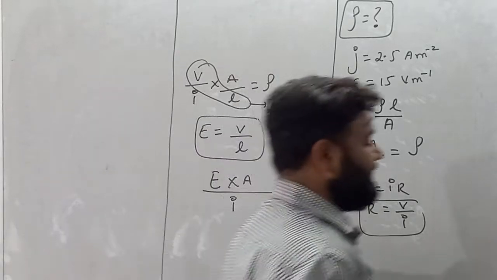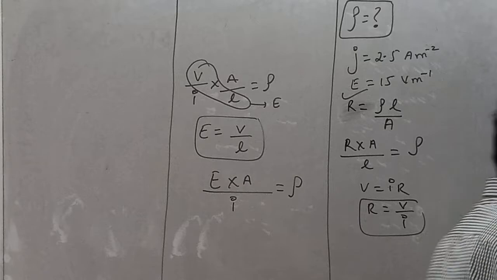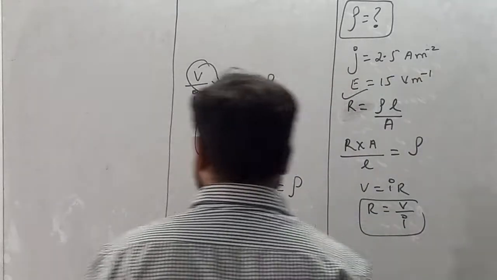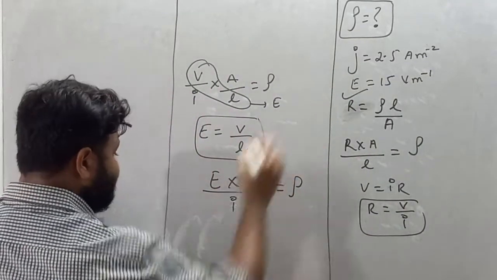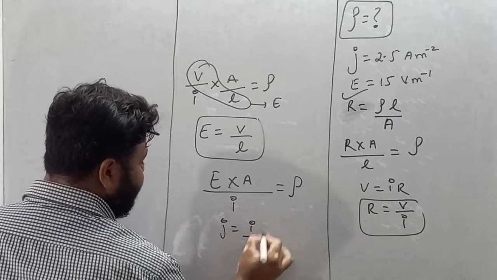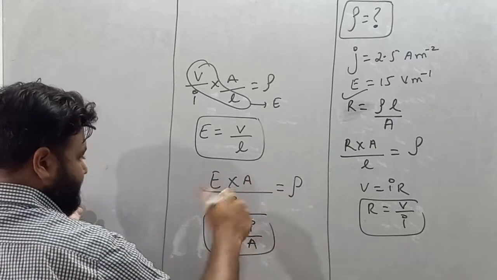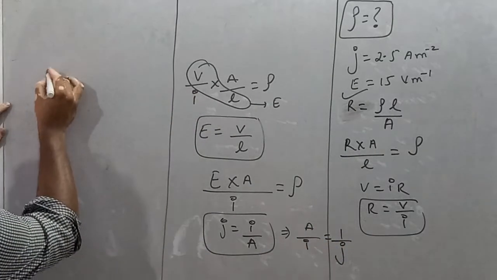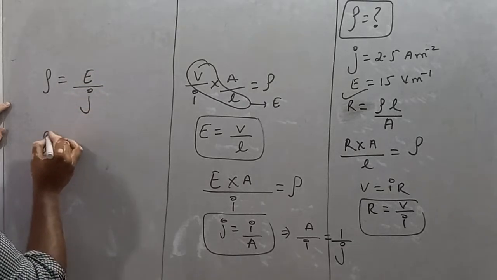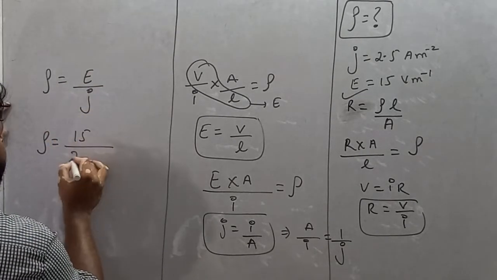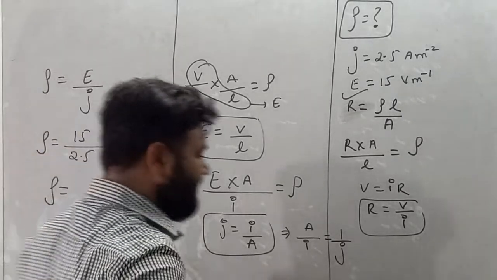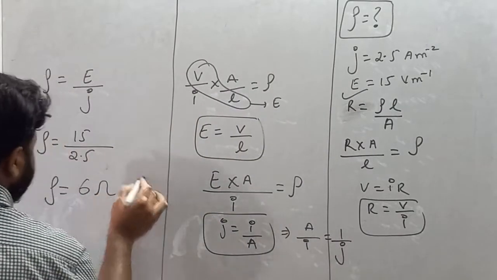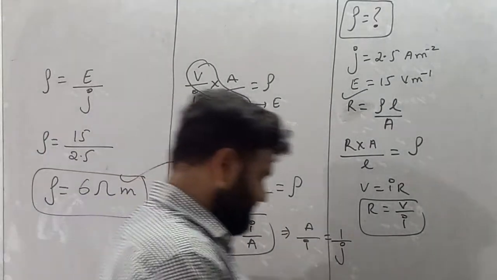Now see my dear student, A is also not given. So how to find this thing? I by A, okay, current density is there. So J is equal to current per unit area. But here we have A by I, so A by I is equal to 1 by J. So rho is equal to E by J. So rho is equal to the electric field, 15, divided by J, 2.5. So find the value of resistivity. After solving this, you'll get the answer as 6 ohm meter. This is the answer of resistivity.